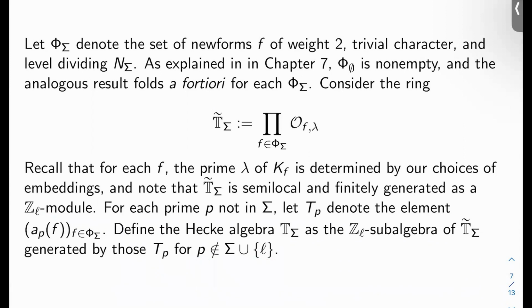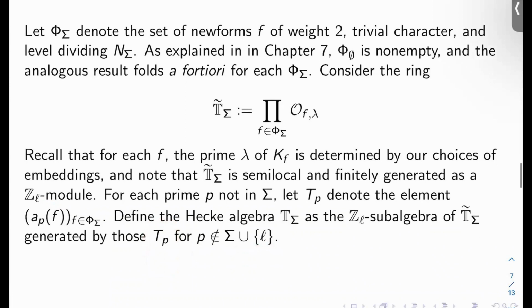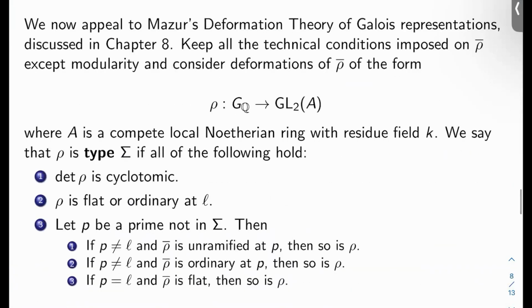So remember, the point of introducing these auxiliary sets is we want good behavior away from sigma, and we've never kind of historically cared, so to speak, about what happens at the prime L itself. So we're throwing all that out. We're looking at the Hecke operators for the remaining primes, and we're calling T sub sigma the Z_l subalgebra generated by them. Okay. Now we appeal to Mazur's deformation theory of Galois representations, which was the topic of chapter 8 of this playlist.